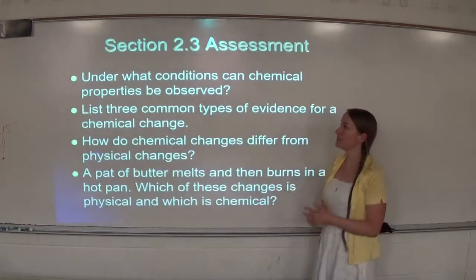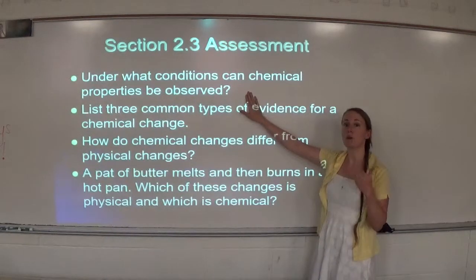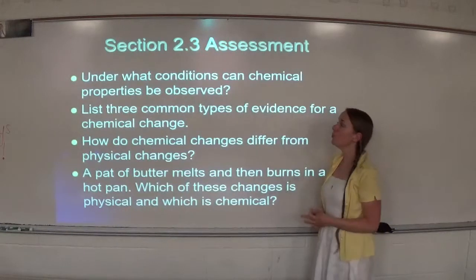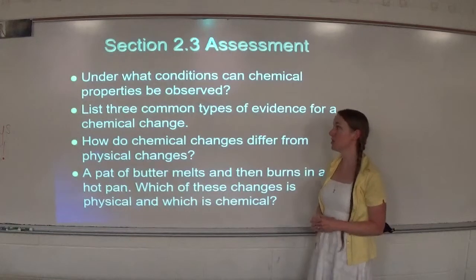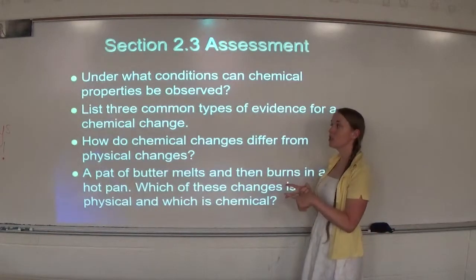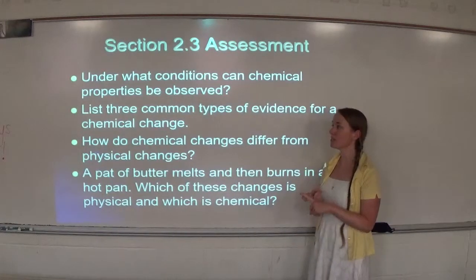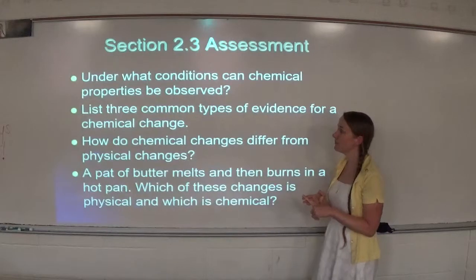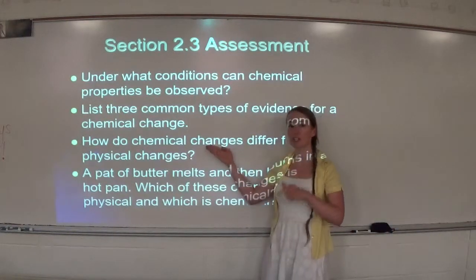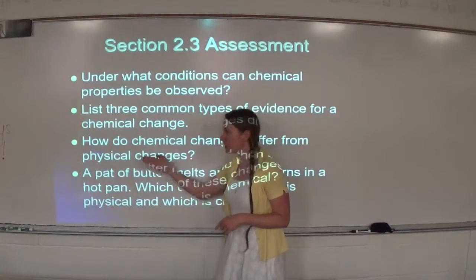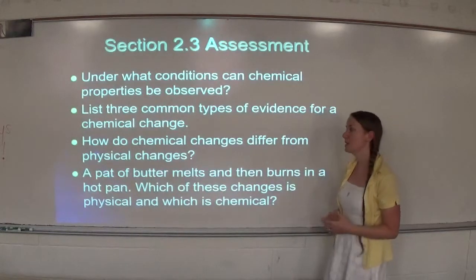So, section assessment. Under what conditions can chemical properties be observed? They can only be observed when the composition is changing. List three common types of evidence for a chemical change. We have color change, formation of a gas, and formation of a precipitate. How do chemical changes differ from physical changes? Well, chemical changes change the composition. Physical changes do not change the composition. It just changes some of the physical properties.